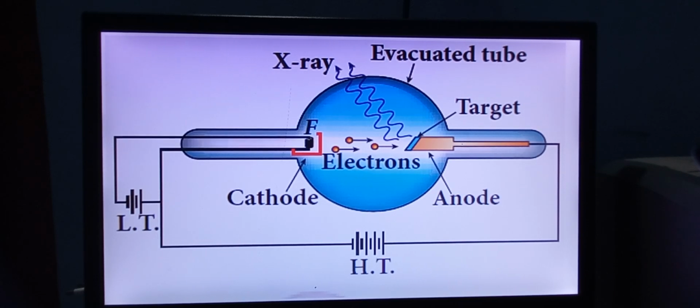Next, X-ray, production of X-ray. So X-ray evacuated tube, then filament is connected with a high tension battery and a low tension battery, cathode and anode, and anode acts as the target, and the electrons will flow from the filament F, and X-ray will be produced.